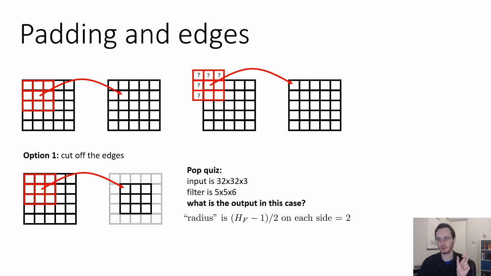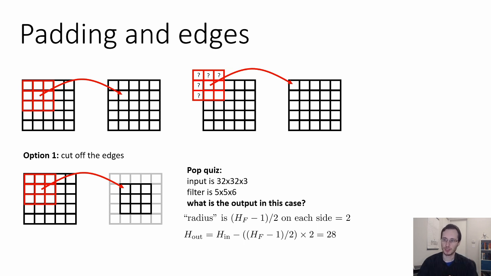So the number of locations that are cut off on each side is equal to that radius. If you have a filter that is 5 by 5, you're going to cut off 2 locations on the left, 2 on the right, 2 on the top, and 2 on the bottom. If your filter is 3 by 3, like it is in this picture, then you're going to cut off one row at the top, one row at the bottom, one column on the left, one column on the right. So for each dimension, the amount by which its size will decrease will be the radius times 2, because you cut off at the beginning and at the end.